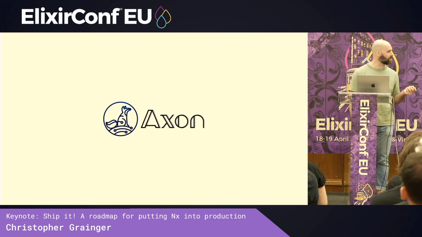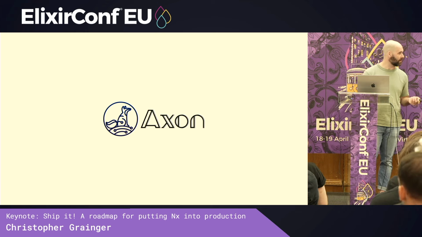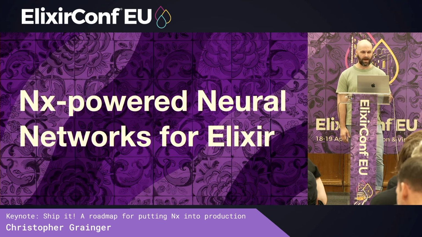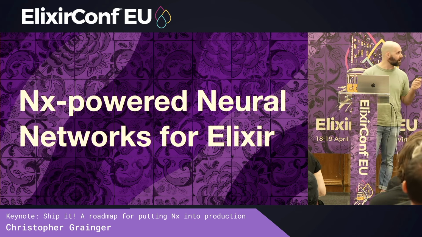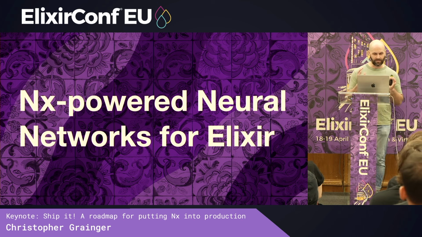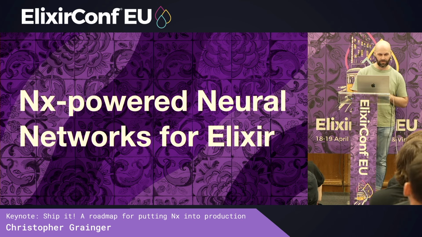So Axon builds on this. Axon's been around since basically day one of the NX project. And what Axon allows you to do is build NX-powered neural networks for Elixir. Now, I've been harping on the NX-powered part there. That's super important, because what it means is that everything in Axon is defined with defn, which means that it all compiles, it all gets all those benefits that we've seen from NX. And this is just worth keeping in consideration as you go through.